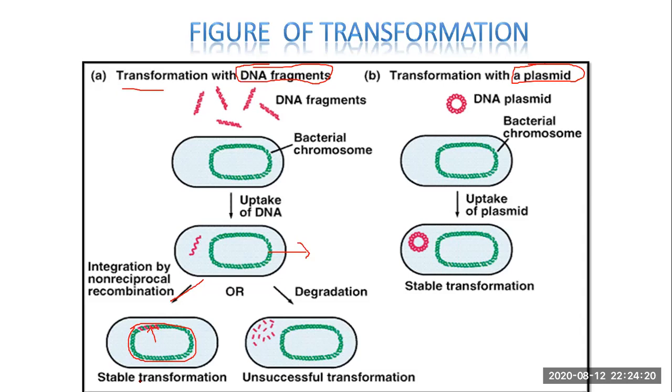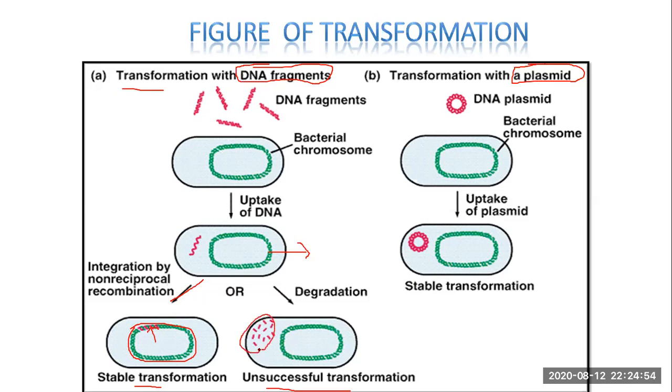Okay, so it's called the stable transformation. But sometimes the DNA cannot attach to the bacterial DNA, and then it is fragmented or synthesized in small parts. Okay, and it's called the unsuccessful transformation. That means whenever that DNA fragment attaches with the bacterial chromosome, we'll say that it's stable transformation. Whenever it cannot attach with the bacterial DNA, we will say that it is an unsuccessful transformation.